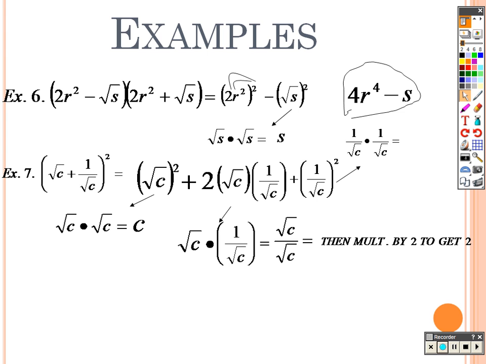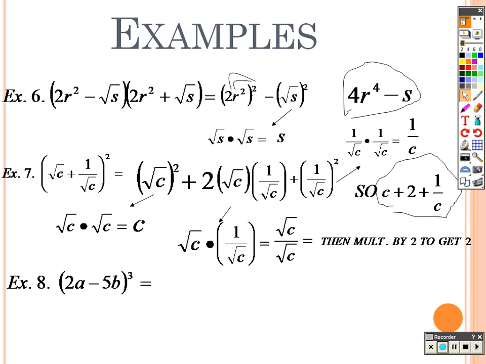And 1 over root c times 1 over root c, well, 1 times 1 is 1. Root c times root c is just going to be c, because we went over that, right? Root c times root c is just c. It's whatever's underneath. So you actually end up with 1 over c. So you have c to start, which is how we got this. This became 1, so 1 times 2 is 2, right? Because they crossed out, so 1 times 2 is 2. And then we said that that turned into 1 over c, so your answer is c plus 2 plus 1 over c.